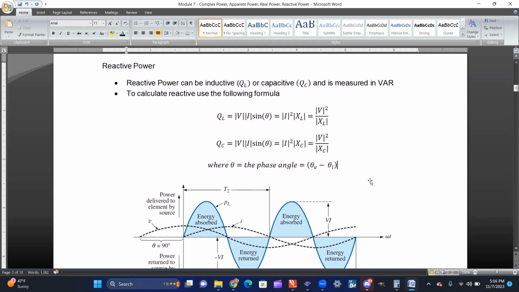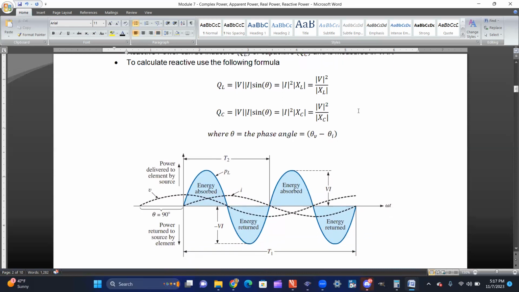And hence that's where we introduce the term imaginary power, in which that's what these two elements are delivering or receiving, is imaginary power. So your inductive loads are going to be receiving reactive power. The opposite for your capacitive loads is going to be delivering or supplying reactive power back to the system.